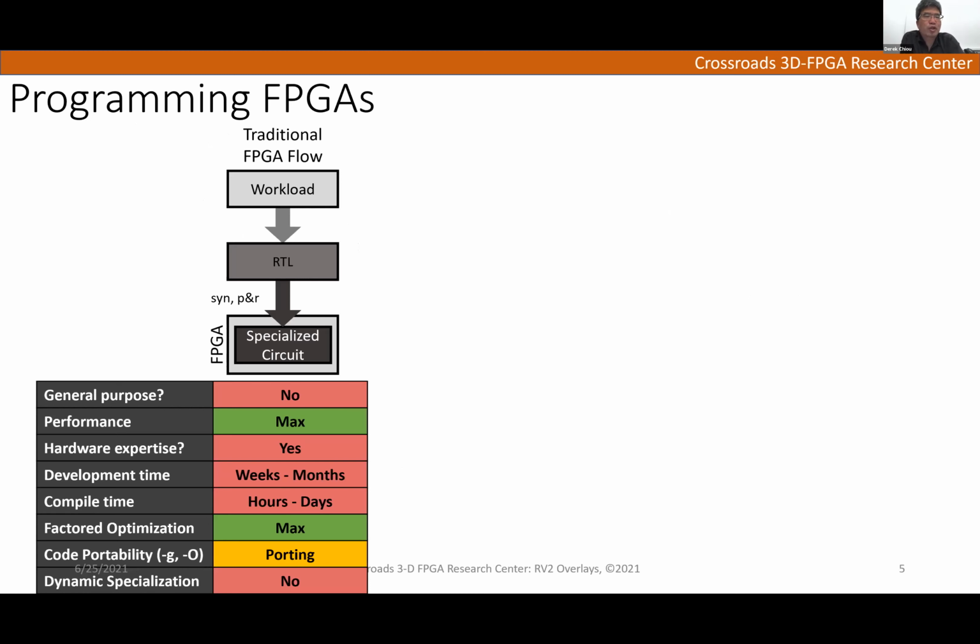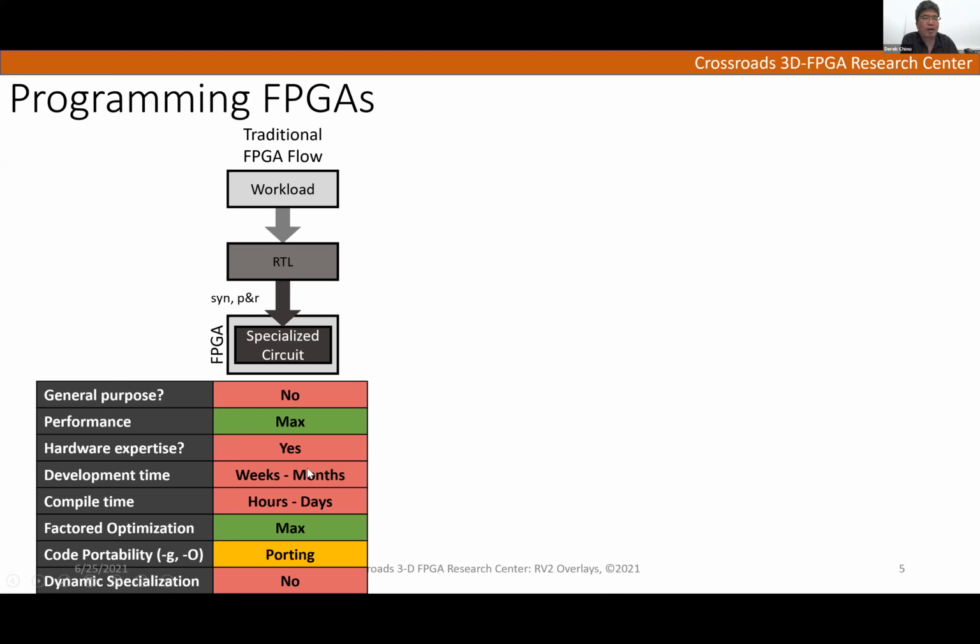So if we look at our traditional programming of FPGAs, I'm sure most of the audience are real experts here, so I'm not going to spend a whole lot of time on what we do traditionally, but we all know that we figure out what the workload is. We architect a solution. We write our RTL and go through synthesis, place and route. We generate this specialized circuit. It's not general purpose at all. We generally get the best performance this way.